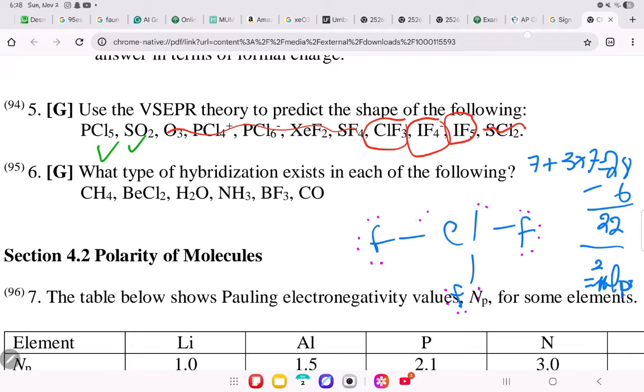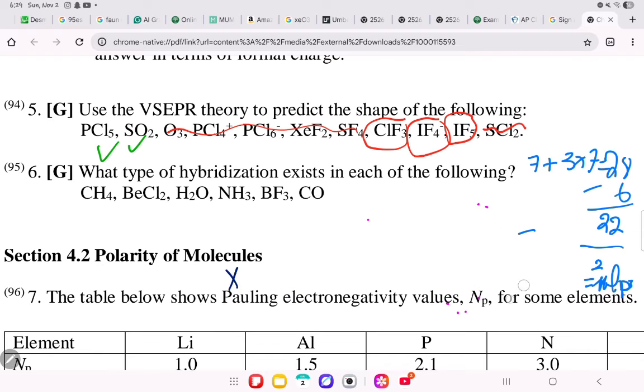Now, what's the structure? On the central atom, we have 3 bonds, so that's AX3E2, because we have 2 lone pairs on the central atom. So AX3E2, this is T-shaped, all right? And what's the angle of T-shaped? The angle of T-shaped is less than 90 degrees, okay? So we finished ClF3.